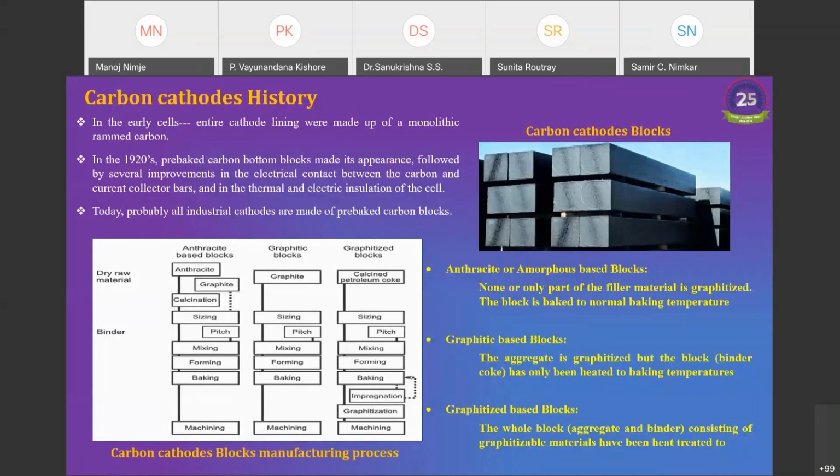In the anthracite block, none or only part of the filler material is graphitized and the block is baked to a normal baking temperature of up to 1200 degrees centigrade. In the graphitic blocks, the aggregate is graphitized, but the block and the binder coke have only been heated to a normal baking temperature, that is up to 1200 degrees centigrade. In graphitized blocks, the whole block, aggregates and binder coke consisting of graphitizable material, have been heat treated up to the temperature of graphitization, that is 2500 to 3000 degrees centigrade.